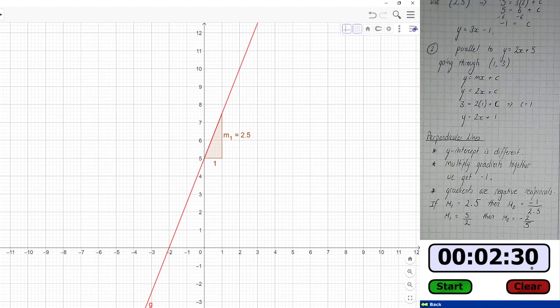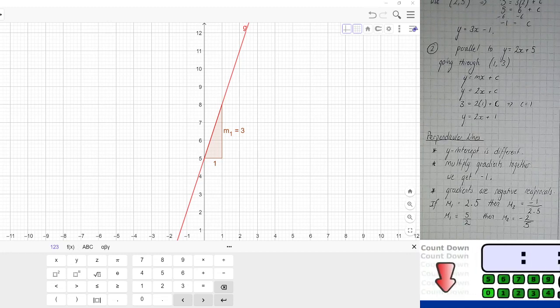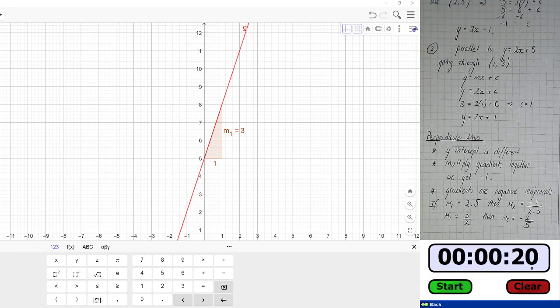So let's make things a little bit simpler at the moment. I have got a red line, and having some pen and paper here will be really useful. I've got a red line which has got a gradient of 3. So, 20 seconds: what would be the gradient of the line that is perpendicular to that red line?